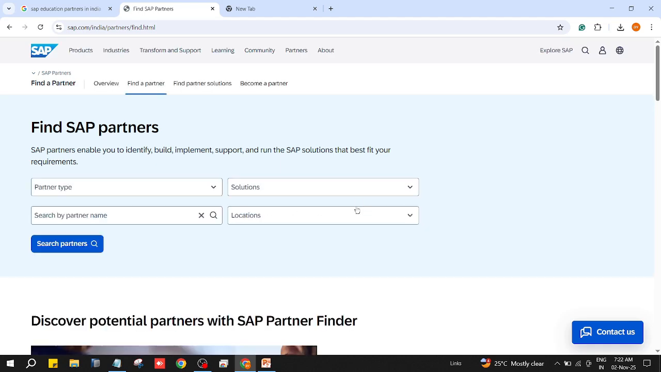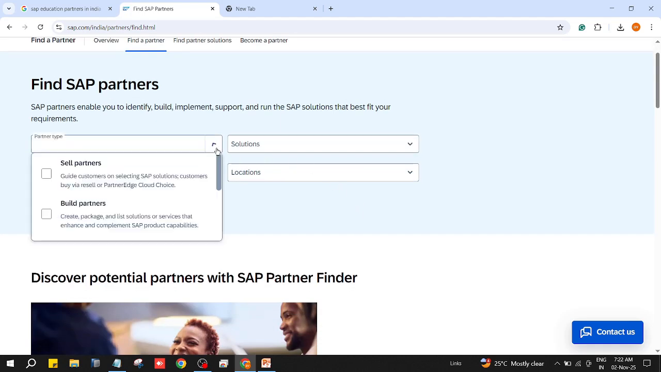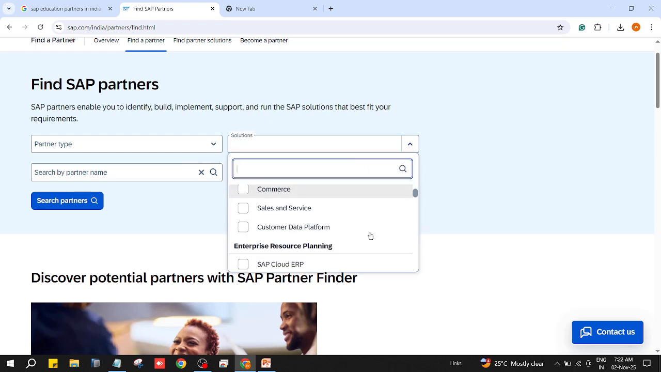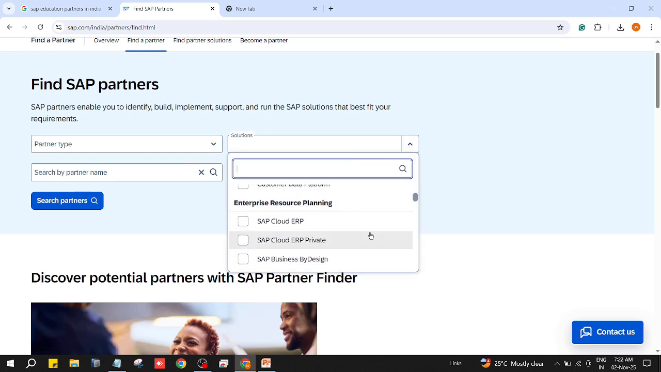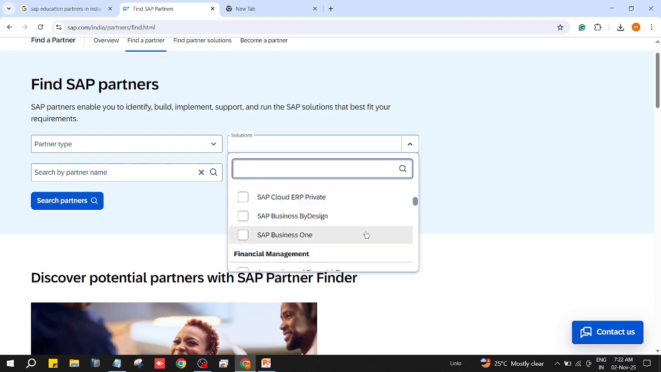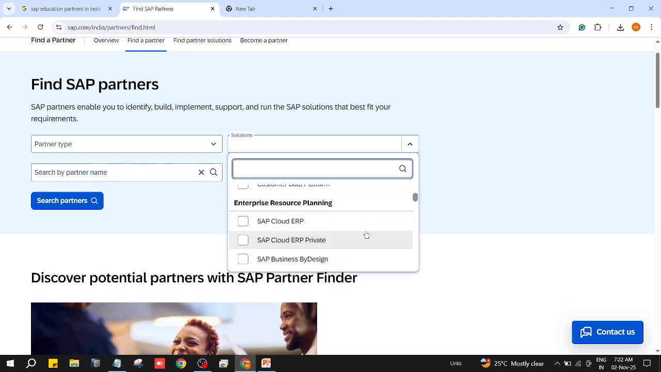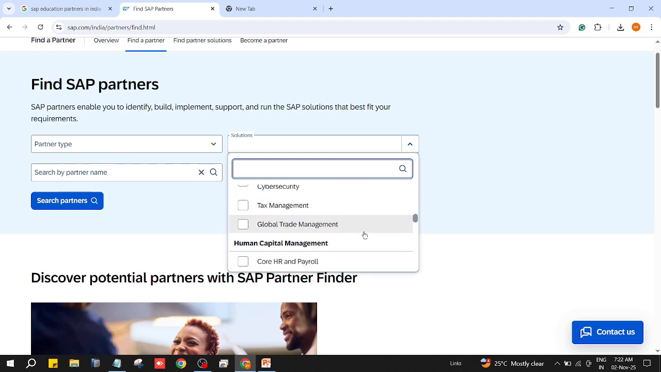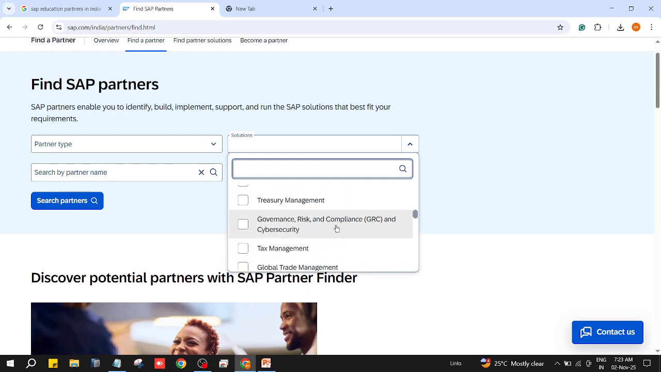So partner type: what type of sell partners? Build partners, partner solutions, marketing, commercial, sales and service, cloud ERP. What type of product do they want to sell? SAP B1, SAP Business ByDesign, ERP products, financial. These are all the product lists. Next, there is GRC, governance risk compliance.